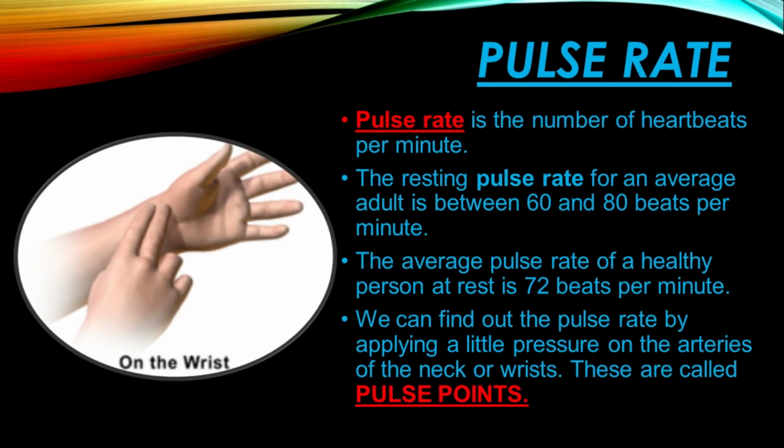Now let's learn about the pulse rate. Pulse rate is the number of heartbeats per minute. The resting pulse rate for an average adult is between 60 to 80 beats per minute, but the average pulse rate of a healthy person is 72 beats per minute. We can find out the pulse rate by applying a little pressure on the arteries of the neck or wrist. These are called the pulse points.